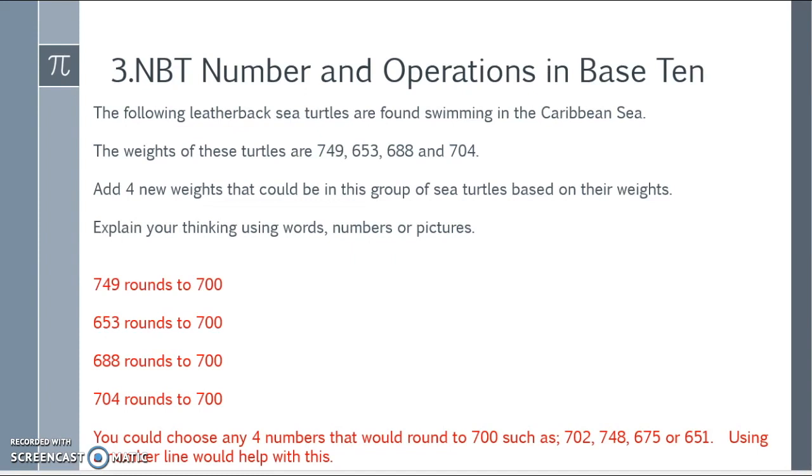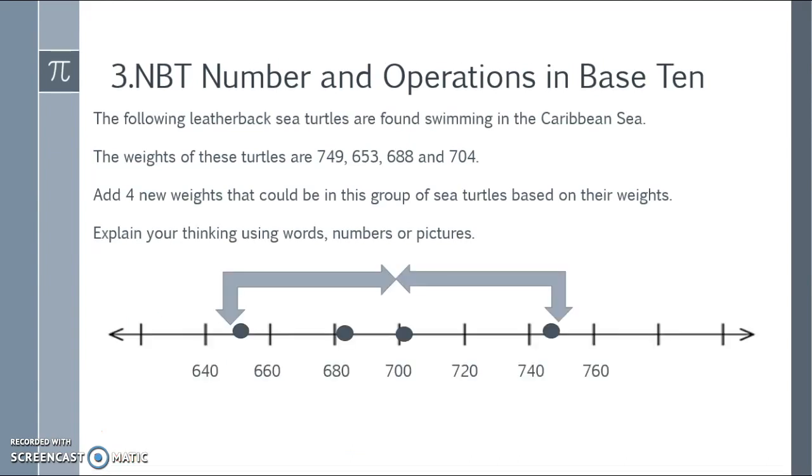So when I look at these numbers and rounding them to the nearest hundreds, 749 rounds to 700, 653 to 700, they all are rounding to 700. So you could choose any 4 numbers that would round to 700, such as 702, 748, 675, or 651. Using a number line would help us with this. So I've listed the numbers, the 749, 653, 688, and 704 on a number line. And I put an arrow with all the numbers in which we could choose from. So there are many that we could have chosen from. So as long as your numbers were in this group setting, you would be perfectly fine.